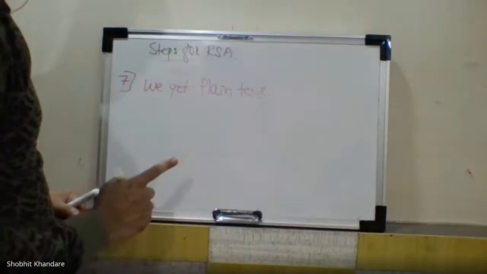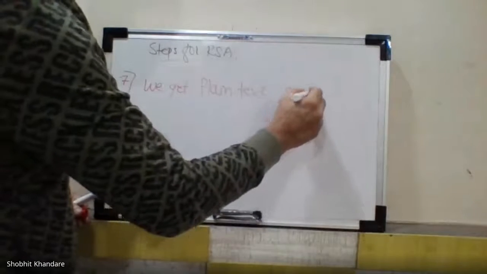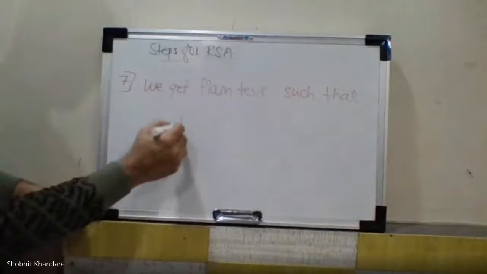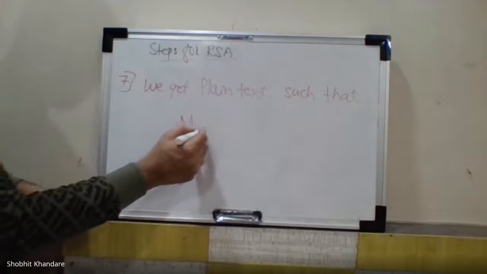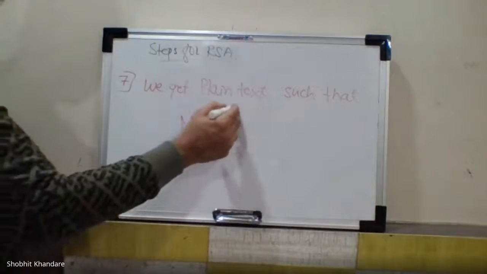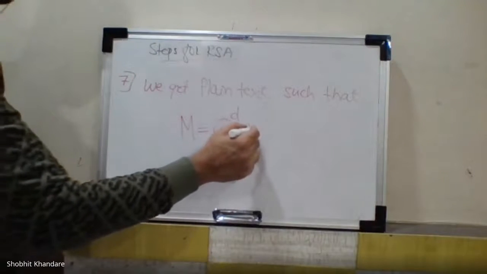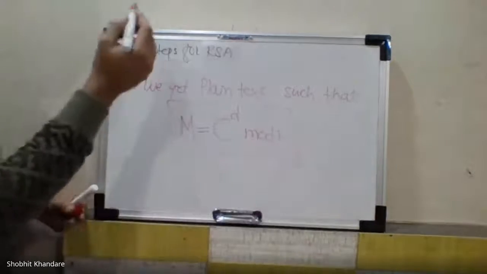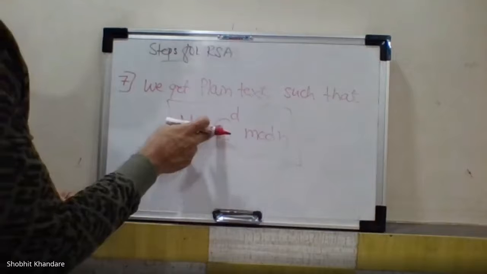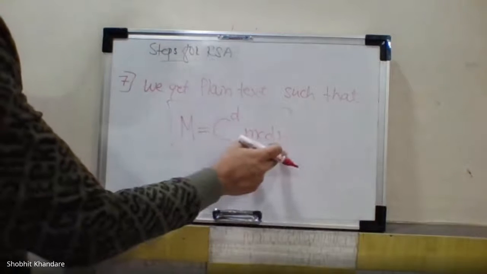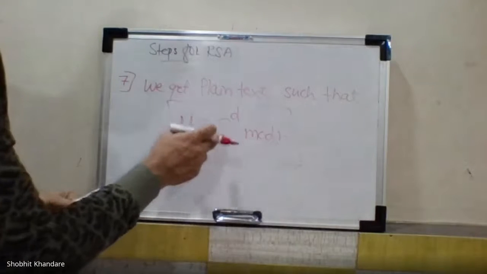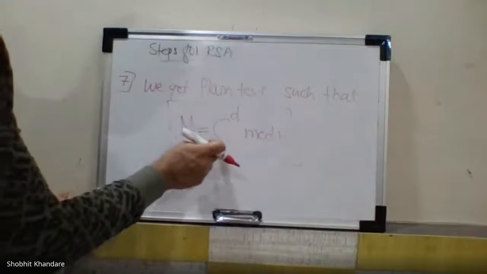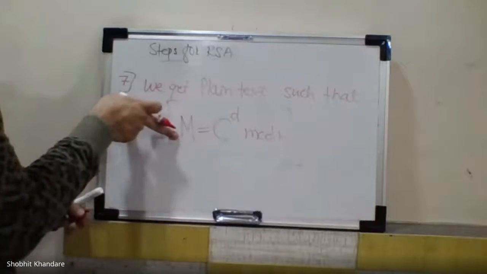We get plain text such that capital M is equal to C to the power of D mod n. You know everything: you know C, you know D, you know n. C is the ciphertext which we have received at the receiver. So once you receive this, we'll be able to recover the plain text M.